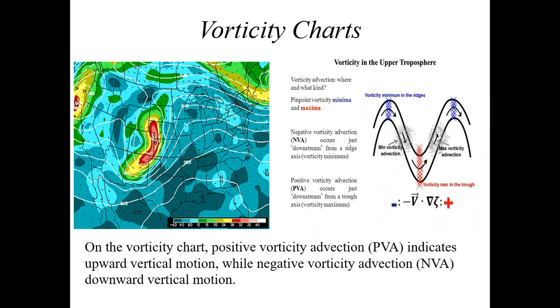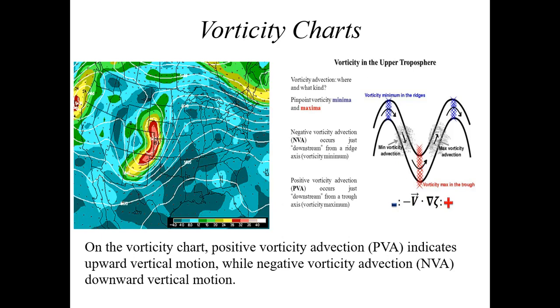Vorticity charts. This is the last chart I'm going to talk about tonight. The chart on the left has a scale on the bottom portion. You see the different values: negative 4.0, and then 4, 8, 12, 16, 20, 24, all the way up to 40. On the vorticity chart, positive vorticity advection, the PVA, indicates upward vertical motion, and that is represented by the red and the pink colors on this particular chart on the left. So you see the pink maroonish colors, then yellow, then greens.